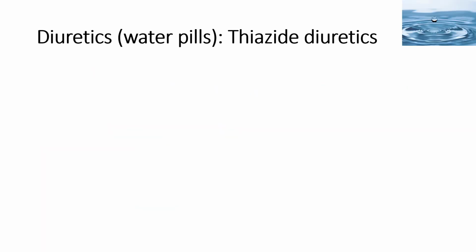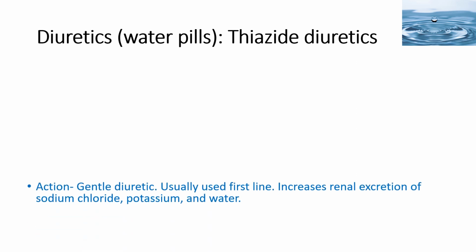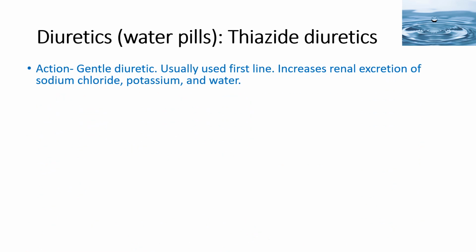First drug category is diuretics. A lot of people call them water pills, and specifically we're going to be talking about the thiazide diuretics. And the action here, this is a more gentle diuretic. It's usually used first line. It causes the kidneys to excrete more sodium, potassium, and water. So remember, if we get that fluid off of somebody with hypertension, blood pressure goes down.